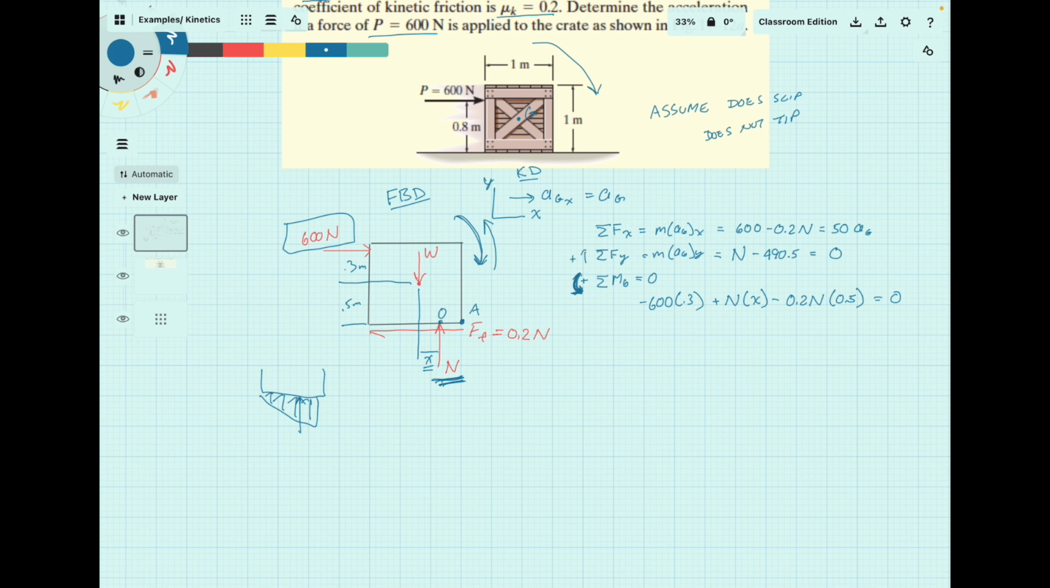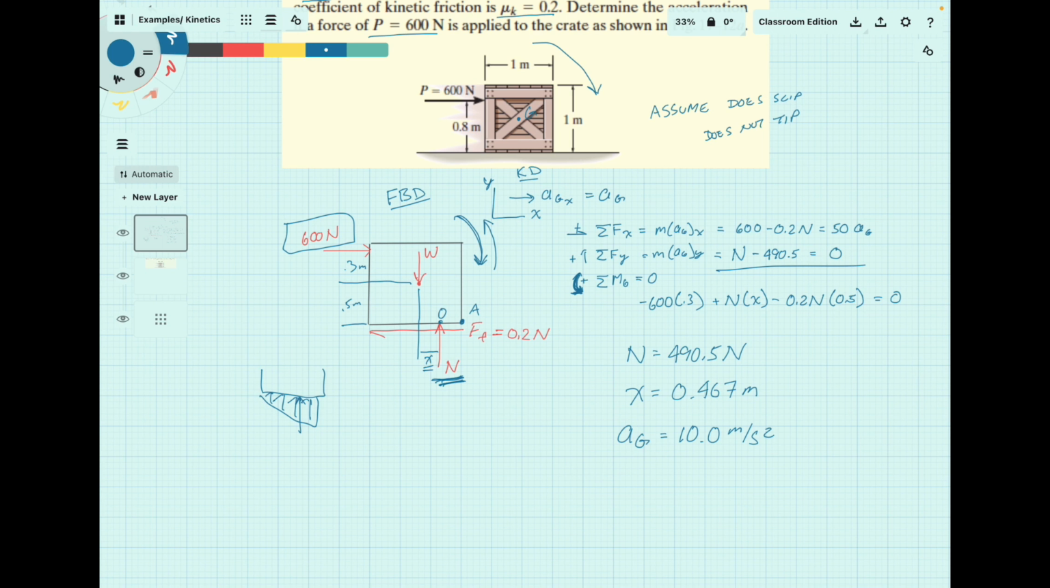And then X and Y are your standard directions there. All right. Now, out of that, you can solve any number of things. N is already going to fall straight out of it. It's just equal to 490.5 newtons. That lets you solve for X, which is 0.467 meters, and those two will let you solve for AG, which is going to be equal to 10 meters per second squared.